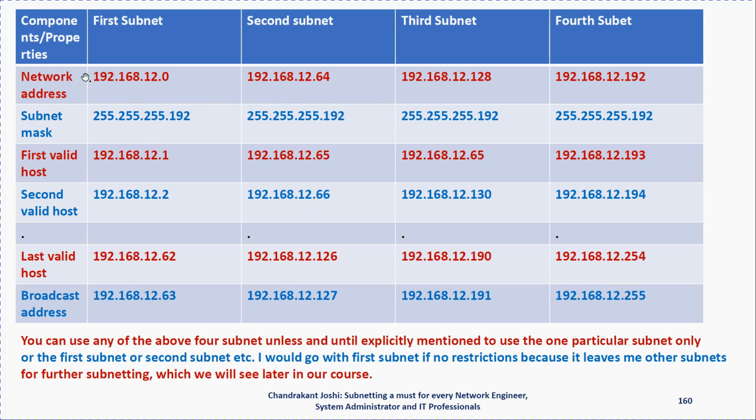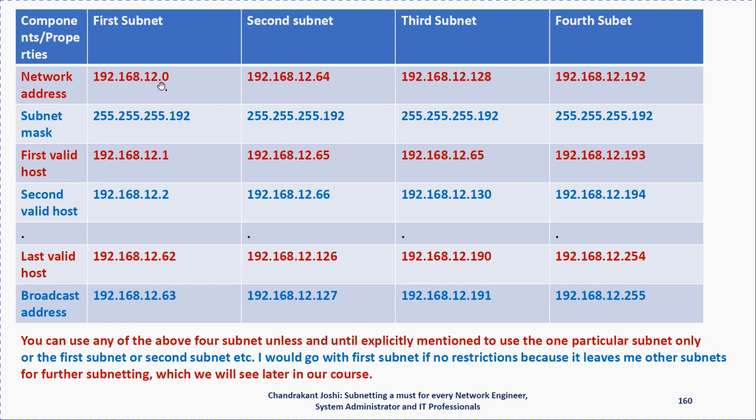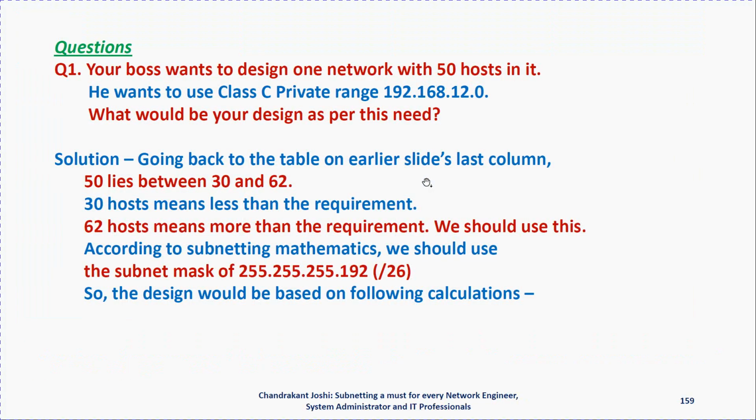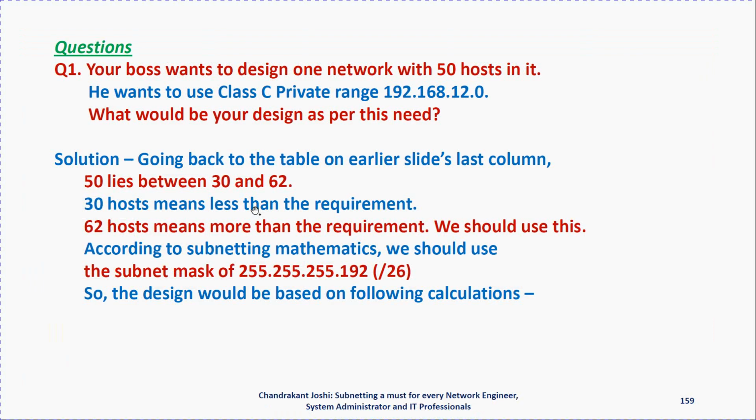Okay, so the answer for the previous question. What is the subnet mask? 192. So 192 has a block size of 256 minus 192, which is 64. So my first network would be 12.0, next would be 12.64, 12.128, 12.192. So these are the four subnets. Let us verify. Between 30 and 62 lies 50, so there would be 4 subnets and the block size would be 64.